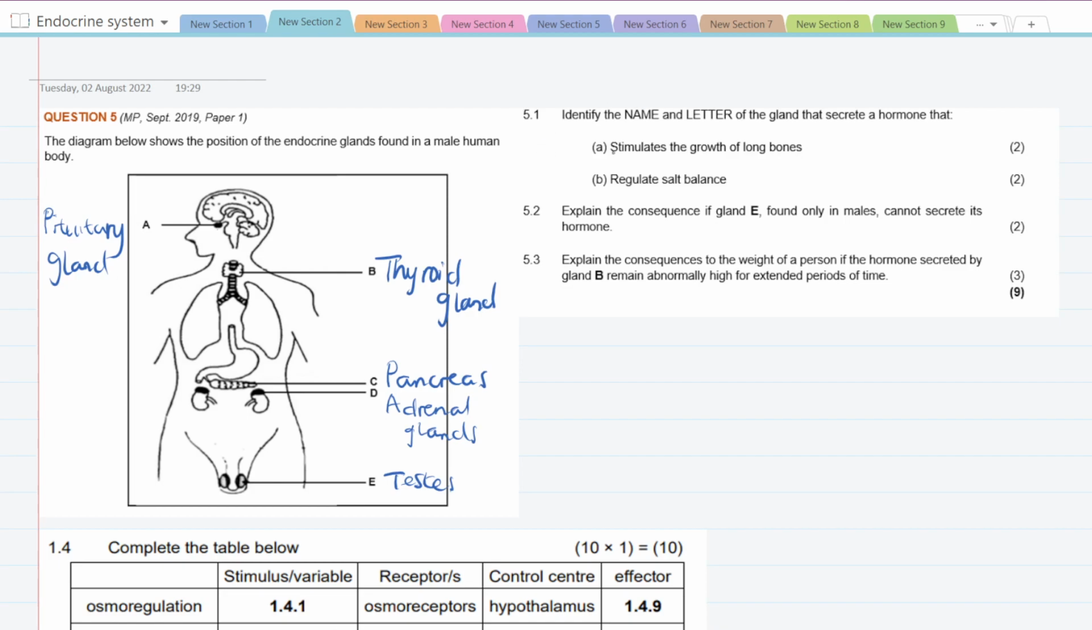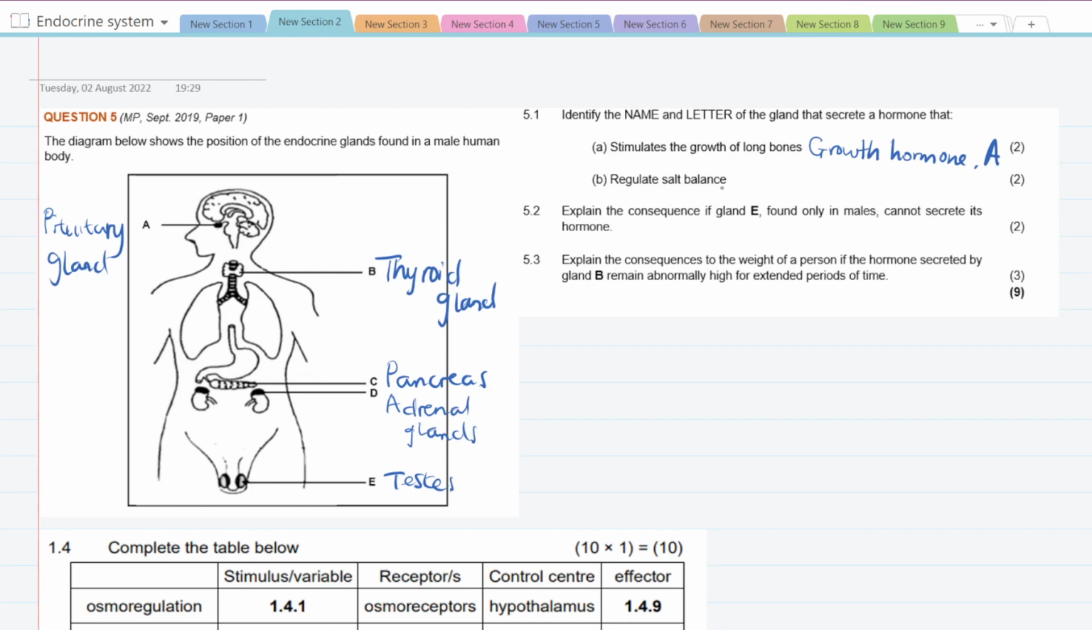So let's go to 5.1, which says, now identify the name and letter of the gland that secretes the hormone that stimulates the growth of long bones. So we must write the letter and the name. So the name of that is the growth hormone. And what is the letter? Well, the growth hormone is secreted by the pituitary gland, so that will be A, and that is for 2 marks.